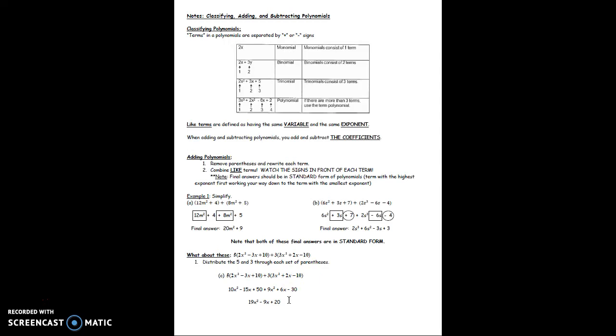So we start with our squared terms because that's our highest exponent. My like terms are this 10x squared plus 9x squared, which is 19x squared. Then my x to the first terms, I have a negative 15x plus 6x is a negative 9x. And then 50 minus 30 is a positive 20. So you still do the same exact way, it just adds one additional step at the beginning where you have to take care of these values that are connected to the outside of the parentheses.